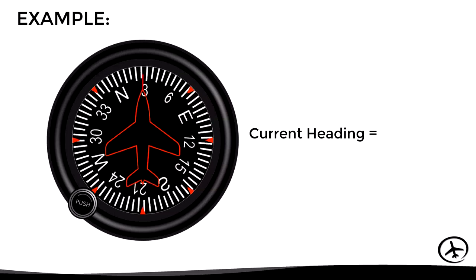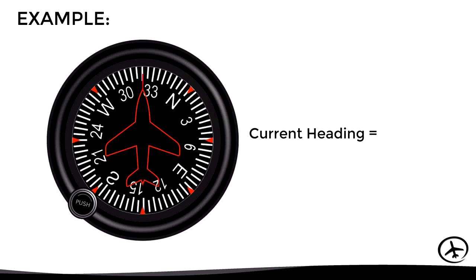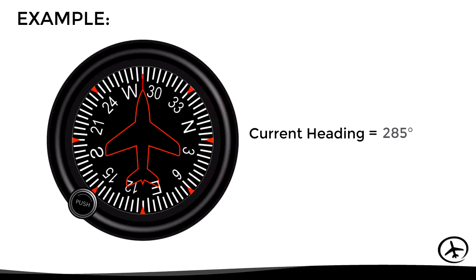In this other situation the heading would be 090. And here the heading is now 285. As we could see, the heading indicator is quite intuitive and easy to read. Let's now see how to use the relative heading markings.